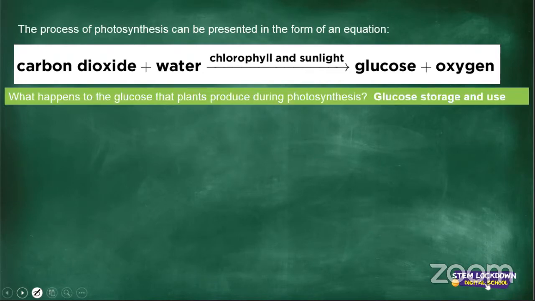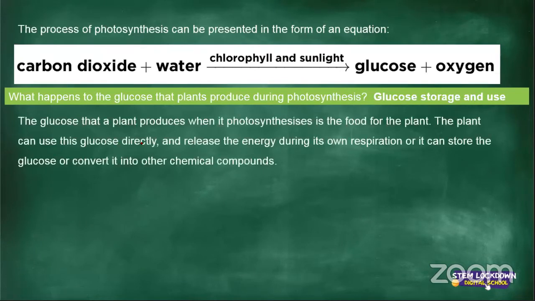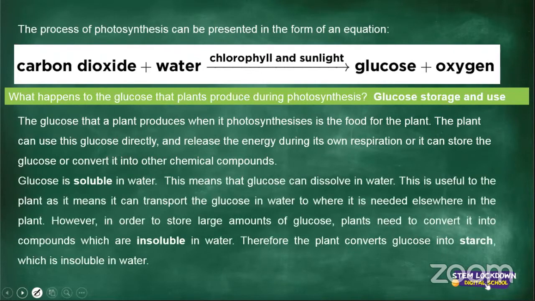So what happens to the glucose that plants produce during photosynthesis? The glucose basically goes into storage, and we can use it later. The glucose that a plant produces when it photosynthesizes is the food of the plant. The plant can use this glucose directly, and it releases the energy during its own respiration, and it can store the glucose or convert it into other chemical compounds. Okay, so glucose is soluble in water. This means that the glucose can dissolve in water. So it's useful to the plant, as it means that it can transport the glucose in water to where it is needed elsewhere in the plant.